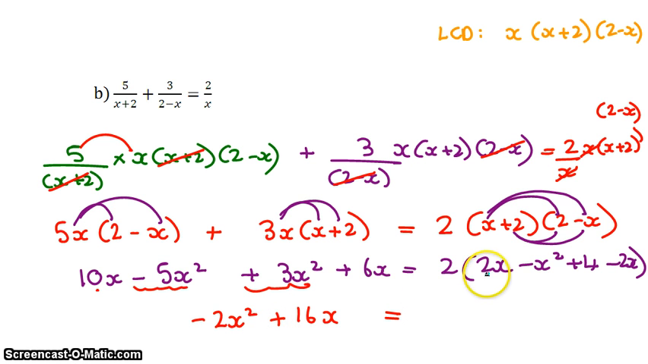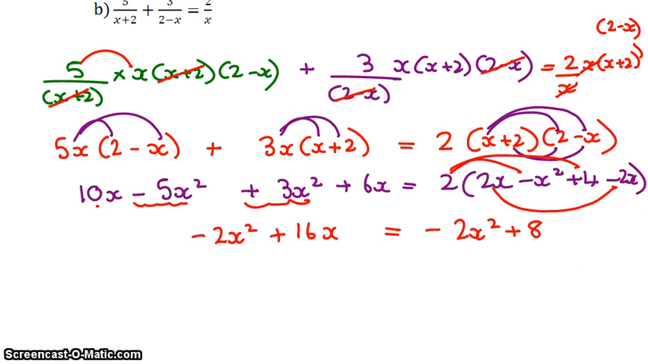Now on this side, immediately I can see the 2x minus 2x in my bracket are actually going to cancel. So all I'm left with here is a minus 2x squared and a plus 8. Now why this is going to remain linear is, have a look what I've got here. I've got minus 2x squared and minus 2x squared.